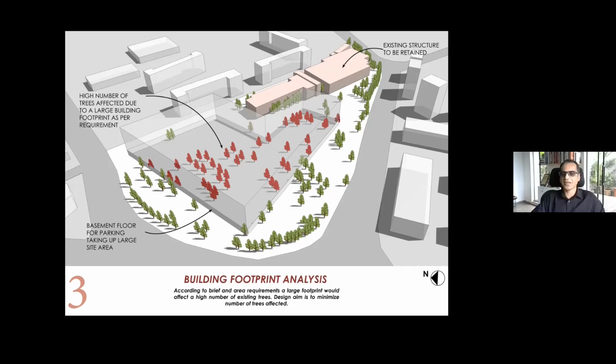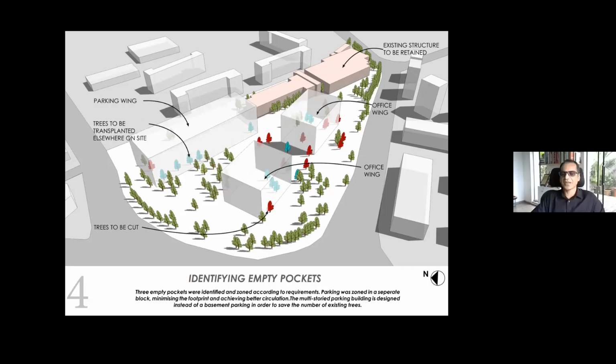And actually, it's a good thing. So the trees are saved here. So we thought of a different approach. We identified empty pockets where the minimum number of trees were there. And then we created parking as a separate building to avoid basement, because basement was the main culprit for cutting the trees. And then we created 2 office wings and a parking wing separately.